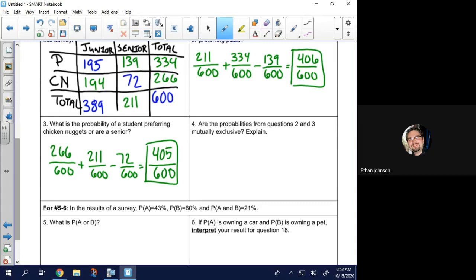Question 4 is asking, are the probabilities in questions 2 and 3 mutually exclusive? In other words, did we have to subtract? So no, these are not mutually exclusive because you can think of it as there is an overlap or we had to subtract.